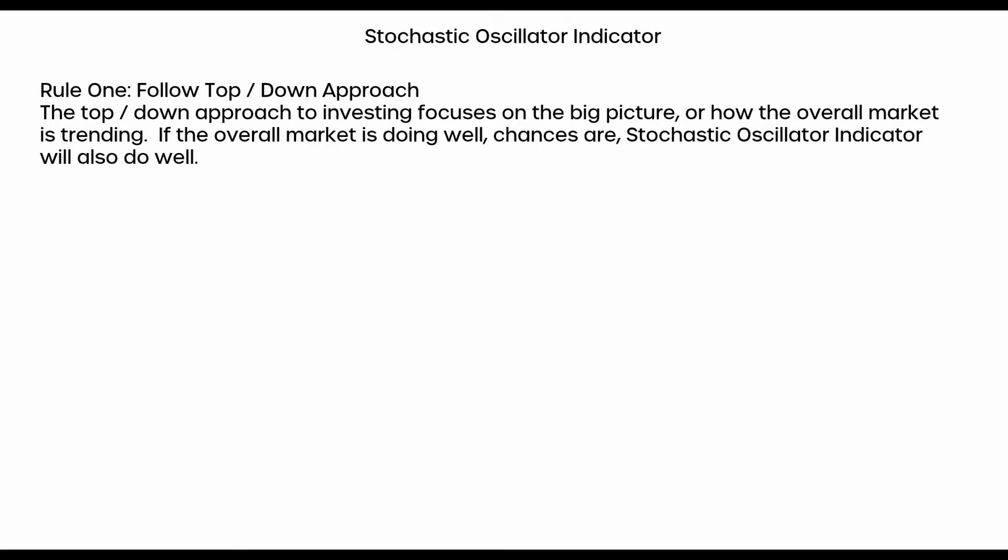The top-down approach to investing focuses on the big picture or how the overall market is trending. If the overall market is doing well, chances are the stochastic oscillator indicator will also do well. What's the trend of the market? If it's negative, you'll want to do very little buying, even if you see some stocks breaking out. Your probabilities of success are quite low when the market trend is against you. On the other hand, if the market is doing well, this combination of indicators, back tested, has amazing results.